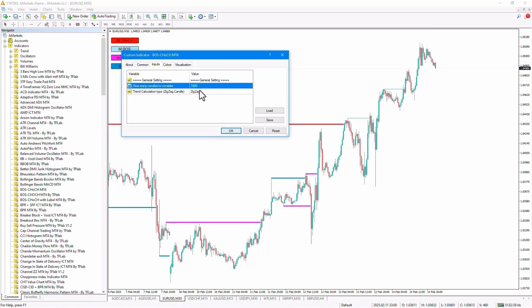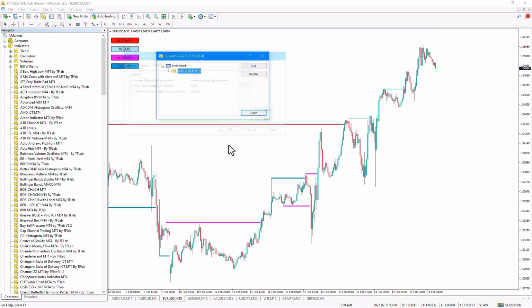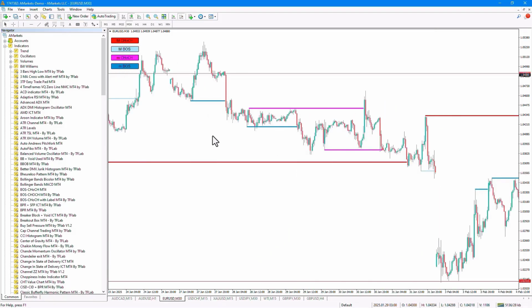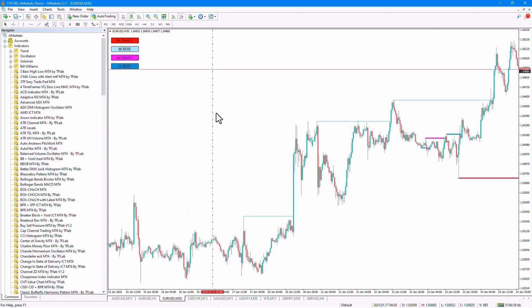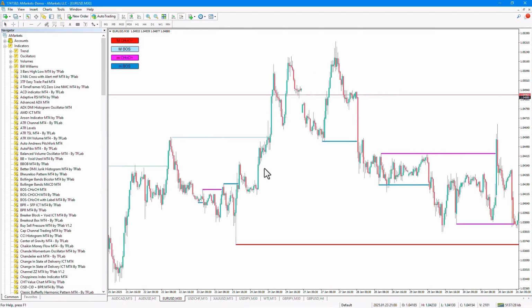In the next section, you can choose the type of trend calculation, whether it should be based on zigzag or on candles. Here by default, it is set to the zigzag mode, but you can select the candle mode in this section. The calculations are also marked with a vertical dotted line, which moves to the right from this line and performs its calculations.